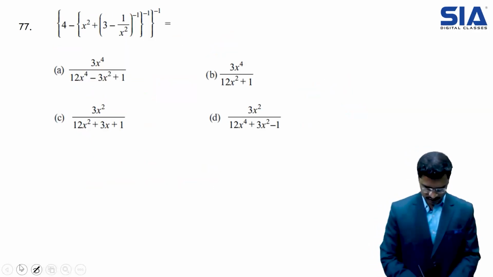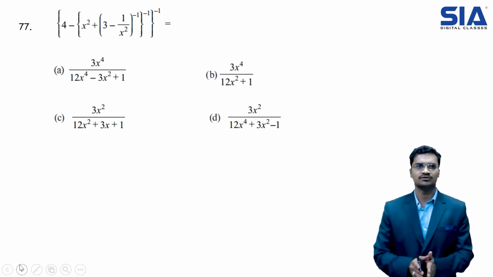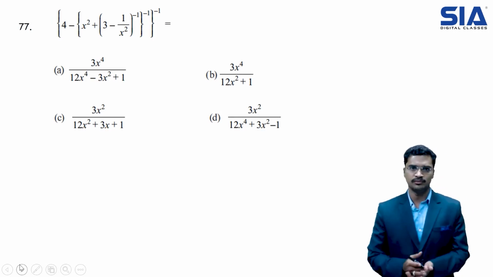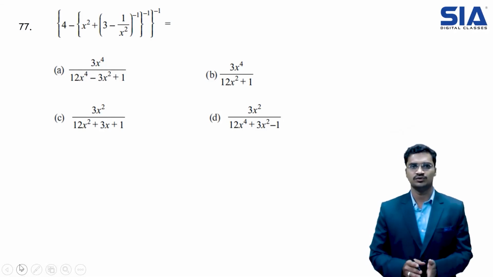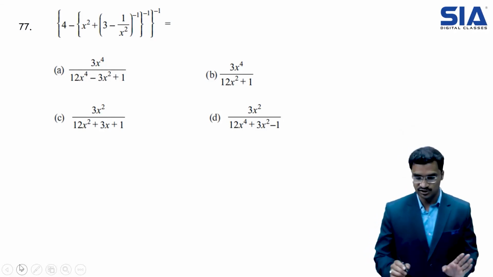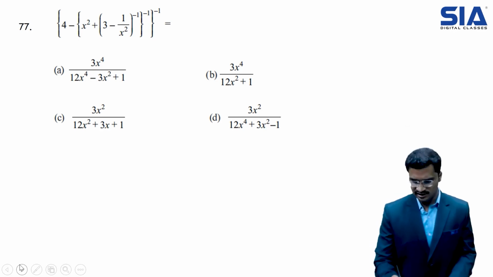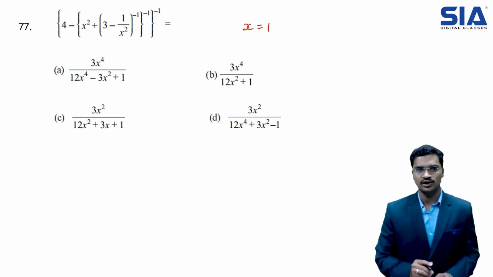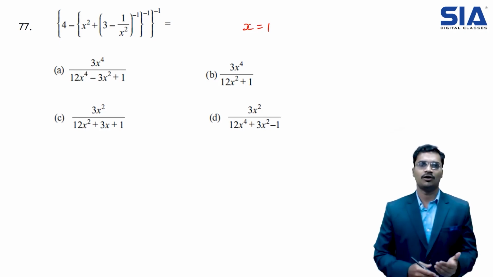Now coming to the next question, this question is asked in this format. If you solve this question by using the basic method, this will be lengthy. So what we can do is, we can simply solve this question by assuming the x value as anything. Let us assume x value as 1. So let us substitute x as 1 and see what options are given.